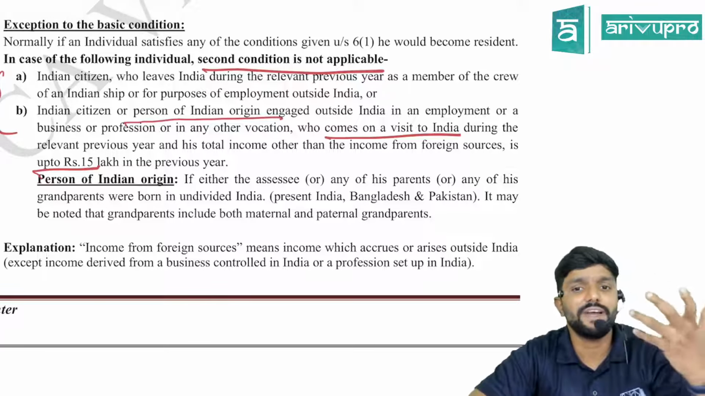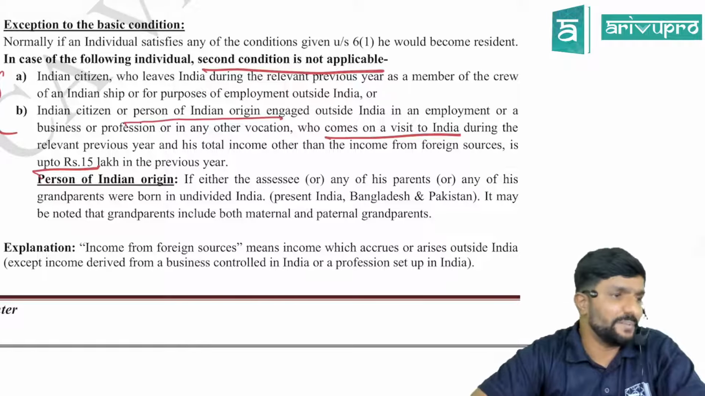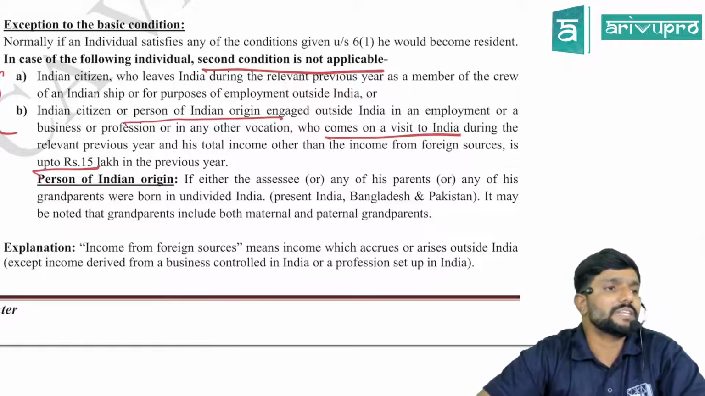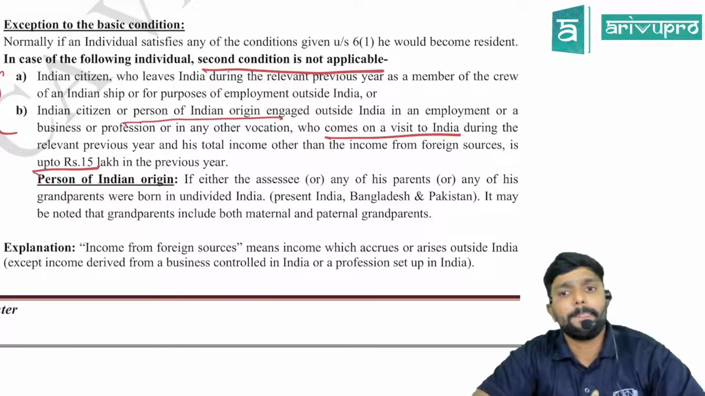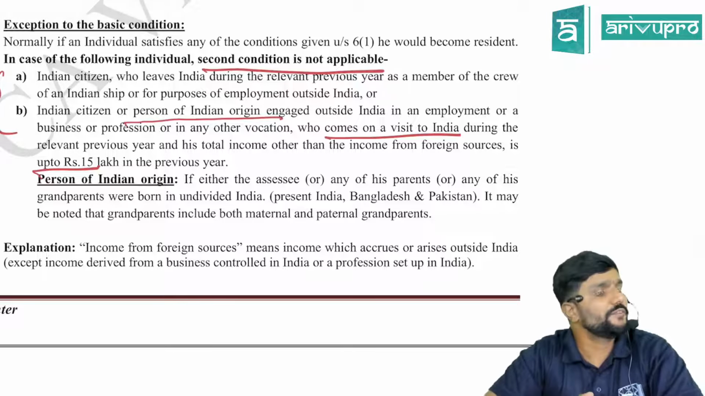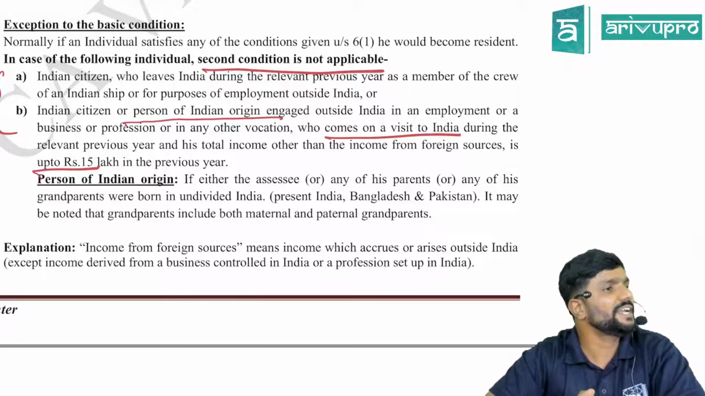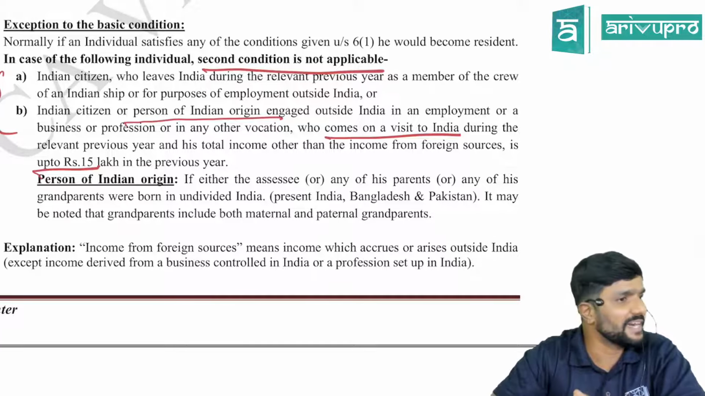So undivided India means before independence, guys. That is present India, Bangladesh and Pakistan. Simply, if your parents or grandparents were born in Dhaka in the year 1940, who are you? A person of Indian origin. Dhaka is as of now part of Bangladesh.